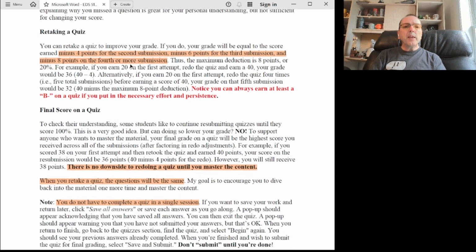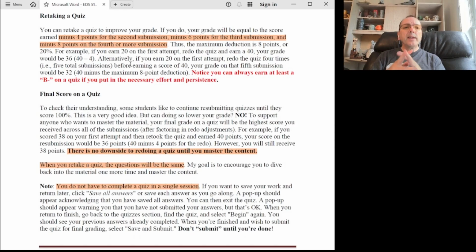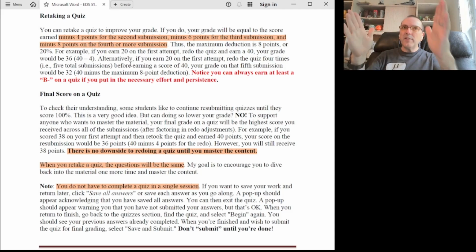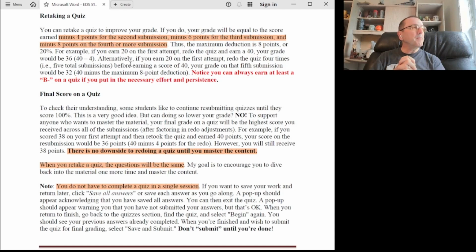The one thing students really like is you can retake quizzes. I believe in mastery learning. So if you are unhappy about your grade, if you bomb the first time you submit it, you can redo it and improve your grade. Again, another reason you want to give yourself plenty of time to have that opportunity to redo it.